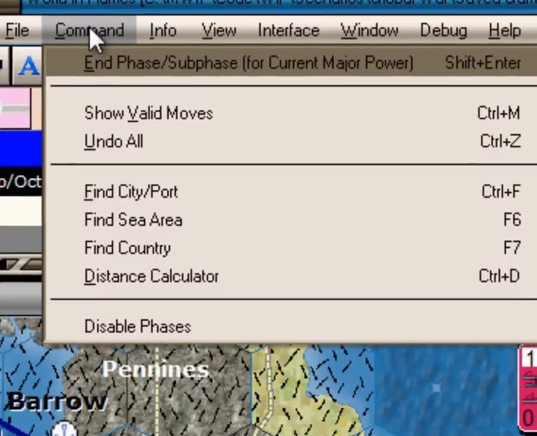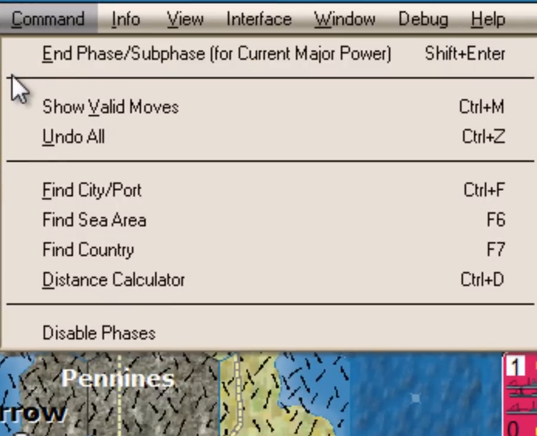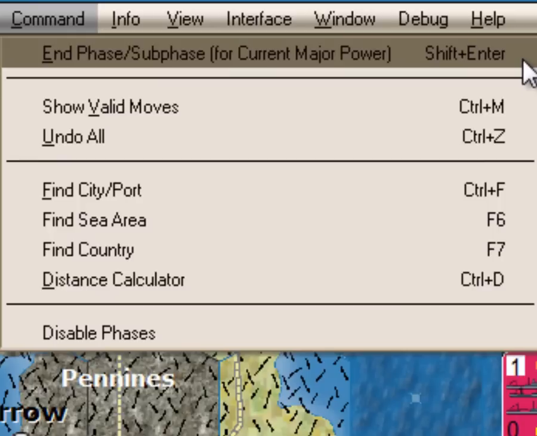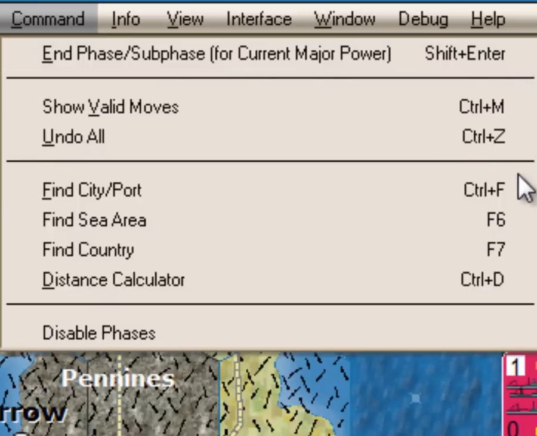Nothing surprising there. Under the Command drop-down menu, the first item is to end the phase or subphase for the current major power. You can also do this using the keyboard with Shift-Enter. Notice that most of the menu items have keyboard commands that you can use.